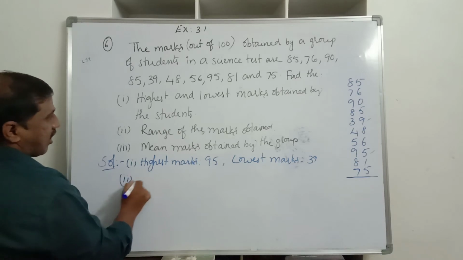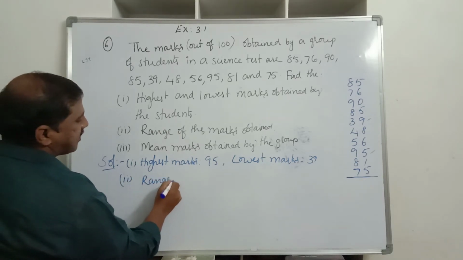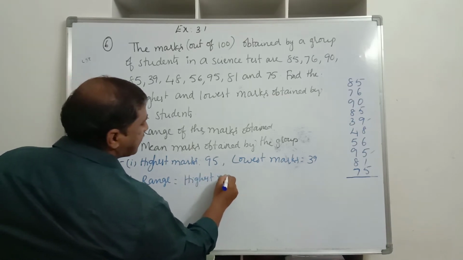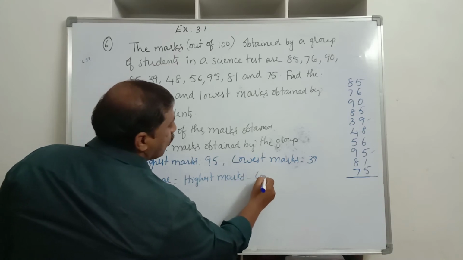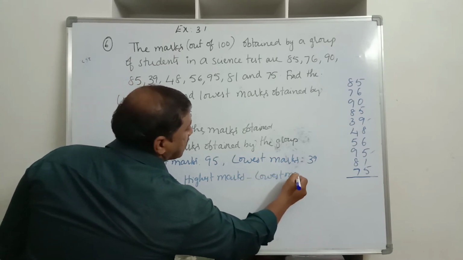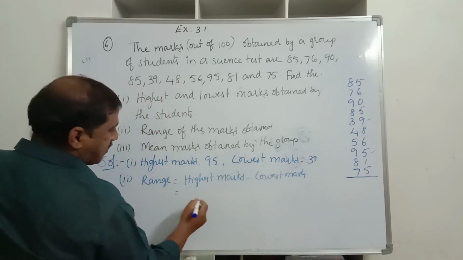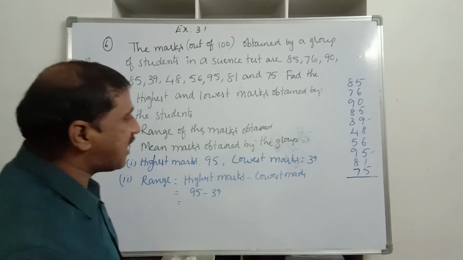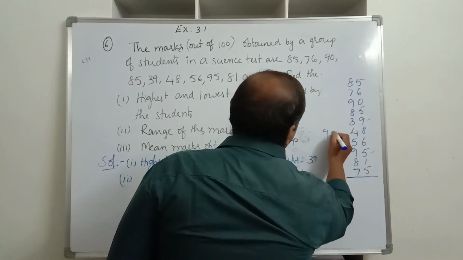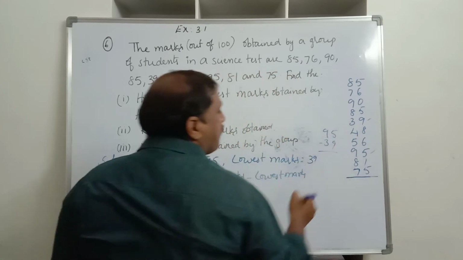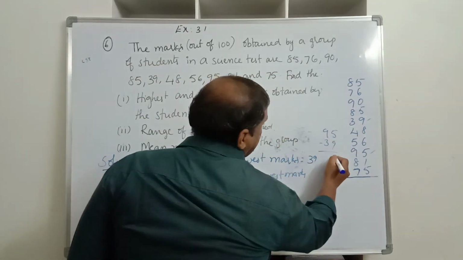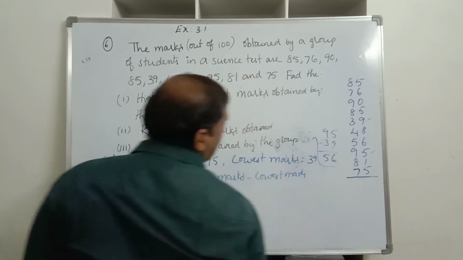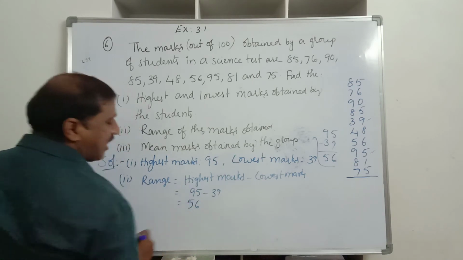Second bit is the range of marks obtained. Range is equal to highest marks minus lowest marks. So the highest marks, how much did we get? It is 95 minus 39. How much will we get for 95 minus 39? Subtract 95 minus 39, so go for borrowing. 15 minus 9 is 6. Then here 8 is there. 8 minus 3 is 5. So what is this range? It is 56.